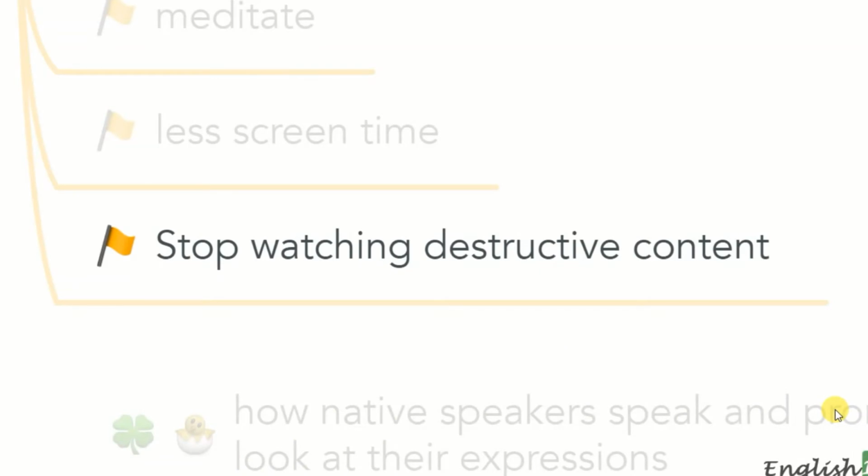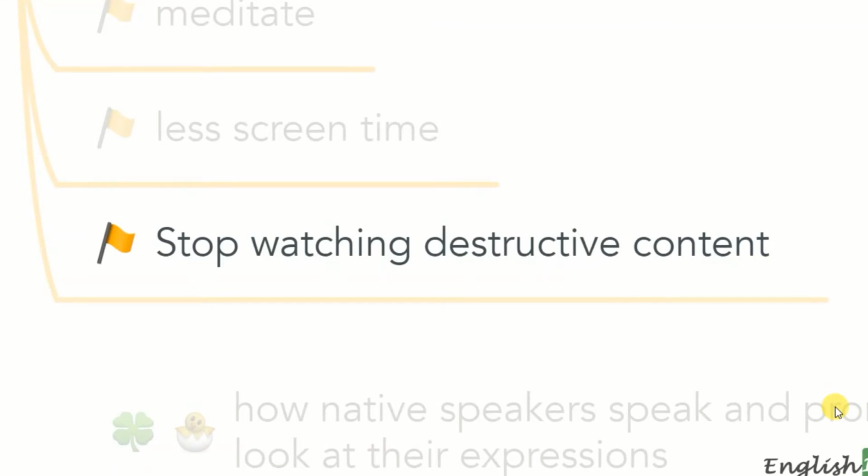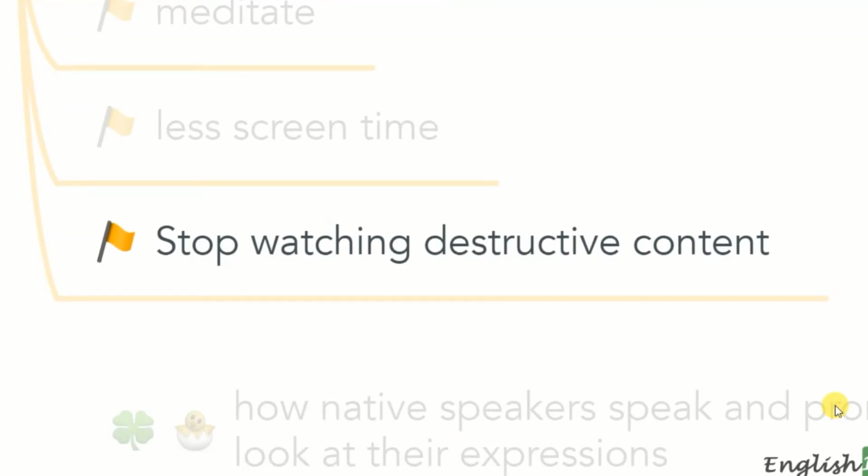Stop watching destructive content. What is destructive content? Do you know? 30% of the world's internet is only invested in watching pornography, right? So this sensual content, what happens? It kind of drains your mental energy, you know? So you have to learn how to control your mind. So if you cannot control your mind, then what happens? It will control you, and obviously you cannot do what you want to do, right? So keep a check on that, right?